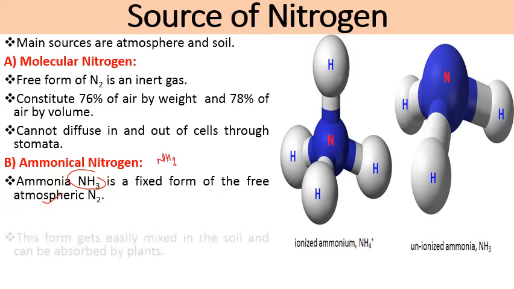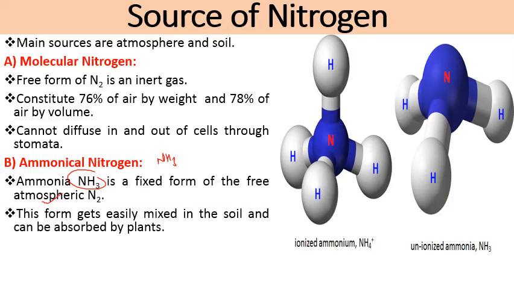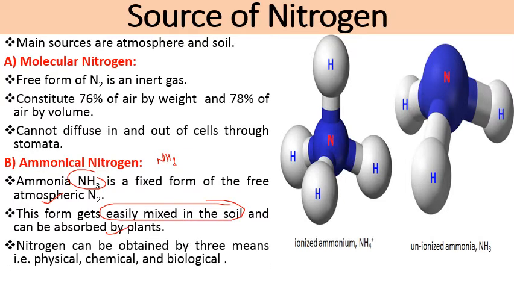Ammonia, that is NH3, is a fixed form of free nitrogen, atmospheric nitrogen. So whenever nitrogen is fixed, it is fixed in the form of ammonia. This form gets easily mixed in the soil. This form easily mixes with the soil and can be absorbed by plants.